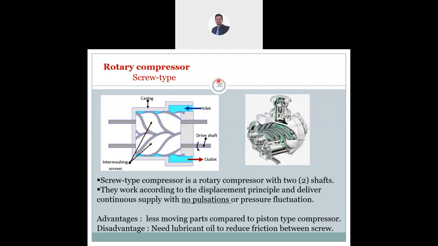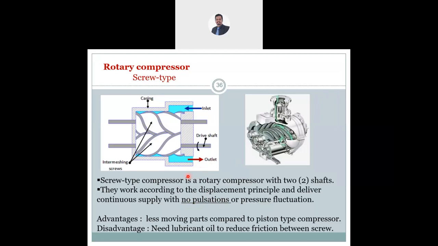Okay, so it will start to generate some compression. Dia ada punya mechanism lah. So kalau you tengok dekat sini, warna hijau, so air will enter, so it will move through the space available. So dia boleh deliver a continuous supply with no pulsation ataupun pressure fluctuation. Dan ni kalau your application cannot deal with pulsation, you boleh consider juga rotary type.